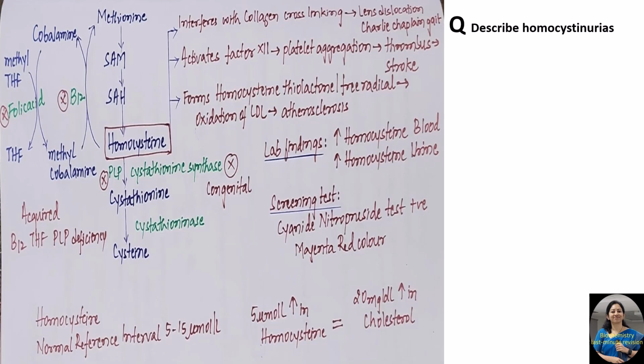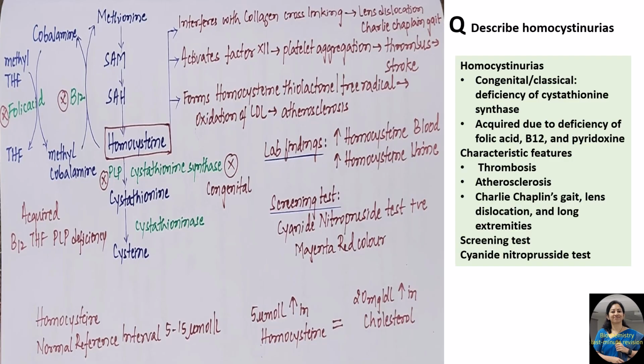Now, how to diagnose this condition? There is increased homocysteine in blood and increased homocysteine in urine, and there is one simple screening test to identify homocystinuria, that is the cyanide nitroprusside test. A urine sample is collected and when sodium nitroprusside is added, it forms a magenta red colored complex. The normal reference interval for homocysteine is 5 to 15 micromoles per liter. A 5 micromole per liter increase in homocysteine is equal to a 20 milligram per deciliter increase in cholesterol.